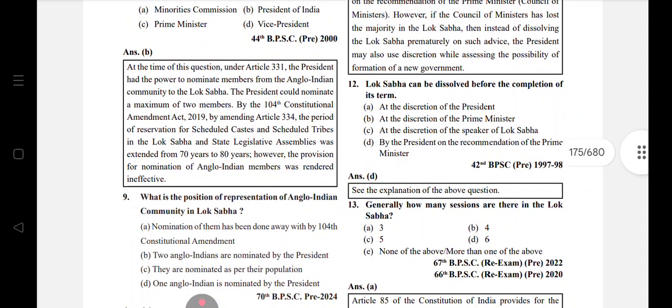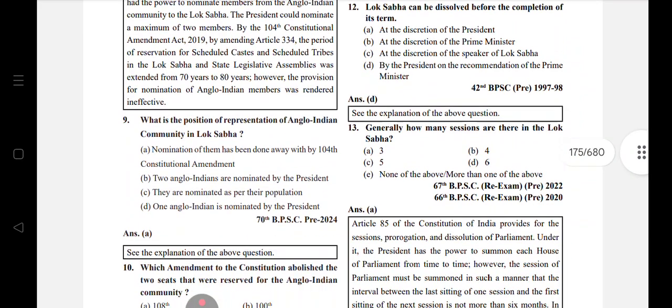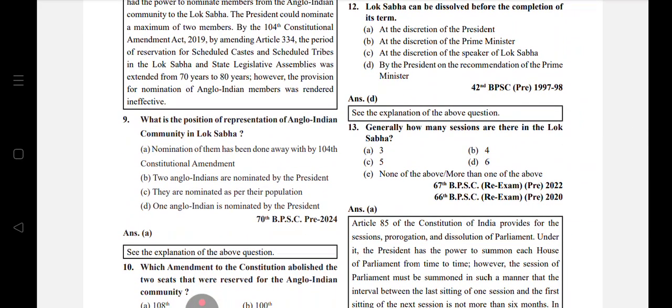President. What is the position of representation of Anglo-Indian community in Lok Sabha? The 2 Anglo-Indian nominations have been done away with by the 104th Constitutional Amendment.